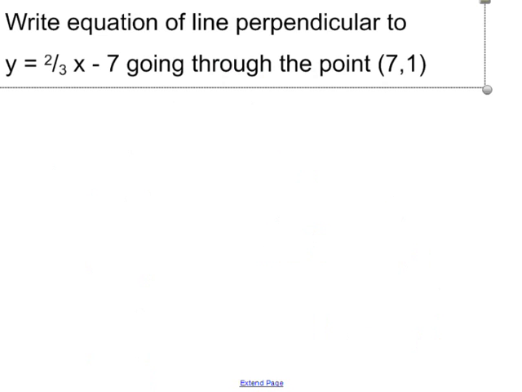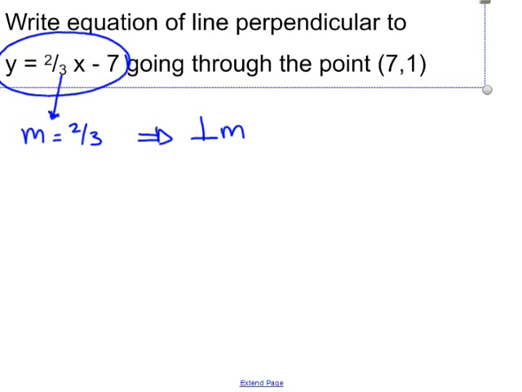Okay, so now we're asked to write an equation of a line perpendicular to y equals 2/3 x minus 7 going through the point (7, 1). Again, the only reason they give us this line is so that we can correctly identify this line's slope, which is the number in front of x, which is 2/3. That allows us to find our perpendicular slope, because we just flip that. So our fraction becomes 3/2, and since this is positive, we also have to make it negative.